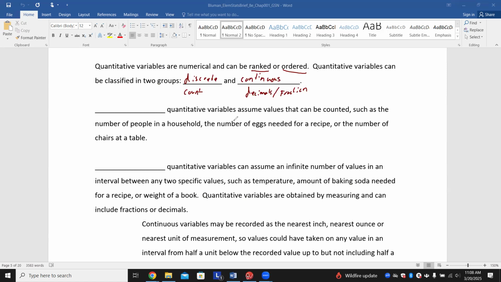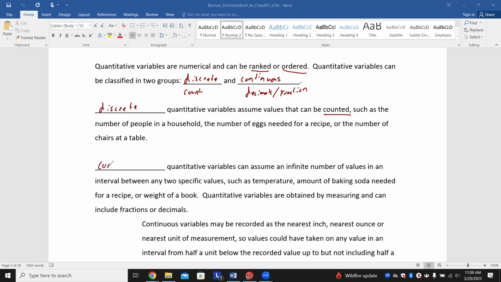Continuous data could also be an infinite number of things in the decimal world. So maybe even the measurement of a tree trunk, right? It ranges from maybe 30 to 34 inches. So all those decimals in between are used as well. So that would be what we call continuous data. All right, so a discrete quantitative variable assumes values that can be counted, such as the number of people in a household, the number of eggs needed for a recipe, or the number of chairs at a table.